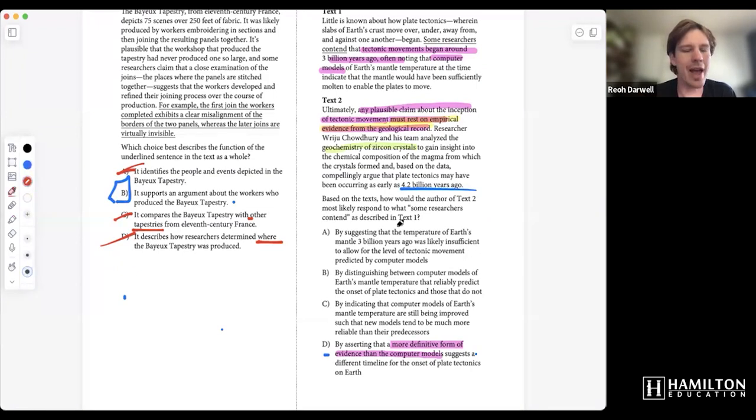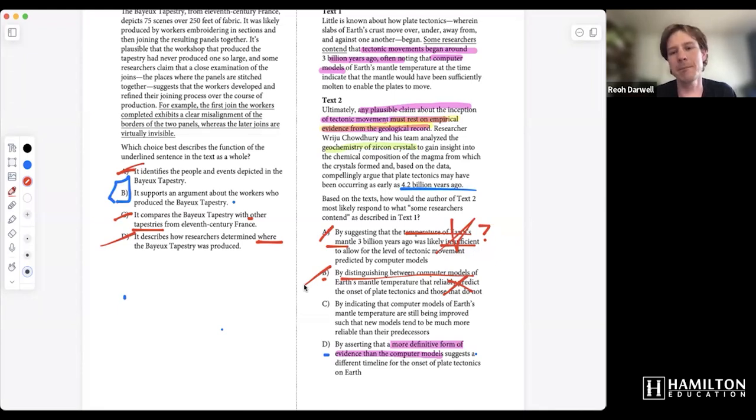So A, where do we see anything in the second text about the temperature of the Earth's mantle being insufficient? We don't see that anywhere in text 2, so we can't say that that's what they would say. B, okay, so this part, distinguishing between computer models, is kind of interesting, but then it's saying between computer models and themselves, right? Saying one computer model to another computer model. It doesn't ask us to compare computer models and actual geological empirical evidence.